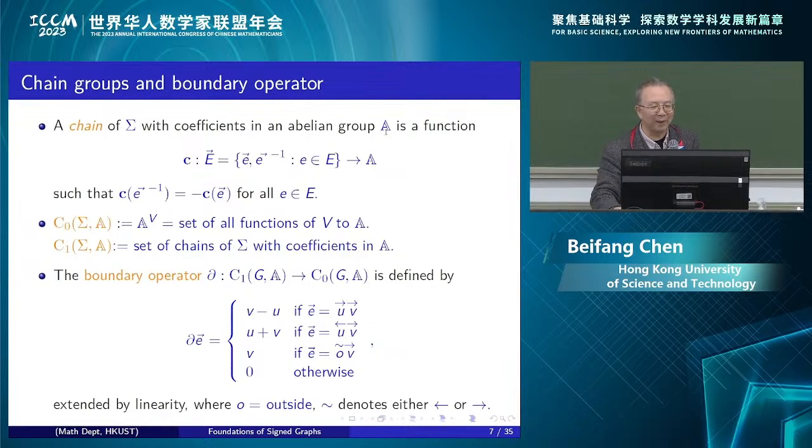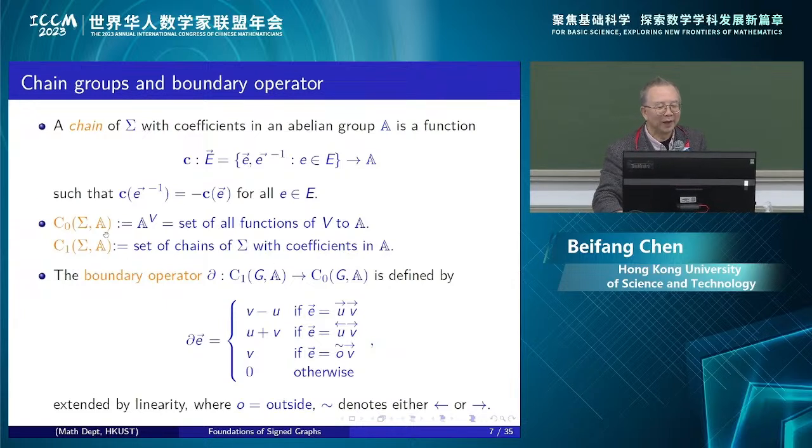This group is an arbitrary abelian group. This kind of function forms a chain. That's our chain group, called C1, the set of chains with coefficients in A. We also have C0, which is all functions defined on the vertex set as well.